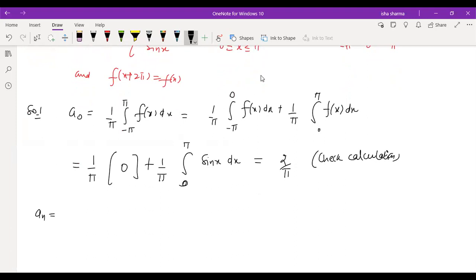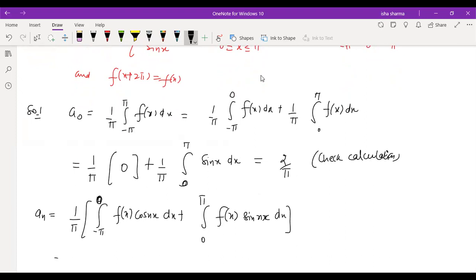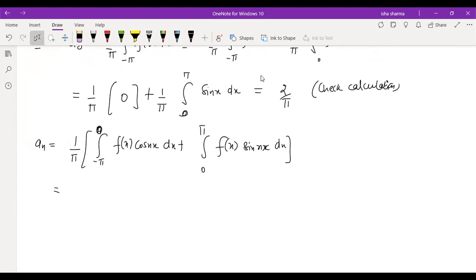And then while computing an also, you will be breaking this into two intervals, minus pi to 0 fx cos nx dx, and then 0 to pi fx sine nx dx. So from minus pi to 0, your function is 0. So the first term just vanishes and it is simply 1 by pi 0 to pi and sine x into sine nx dx. I've just substituted the value of fx from 0 to pi, which is sine x into sine nx.